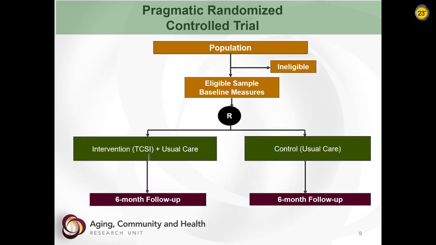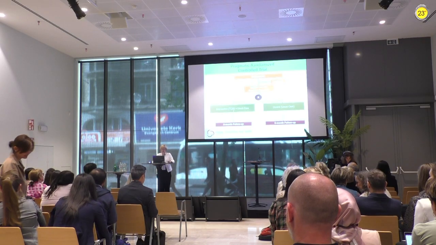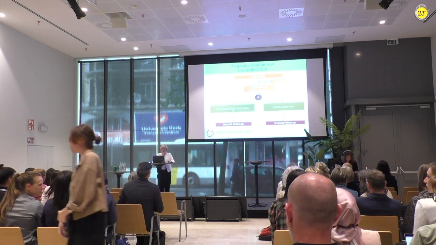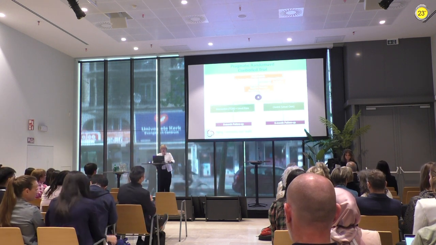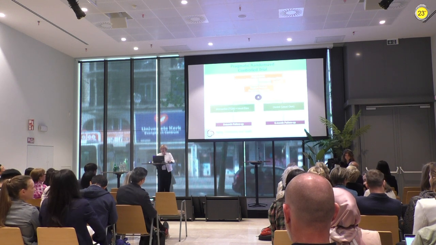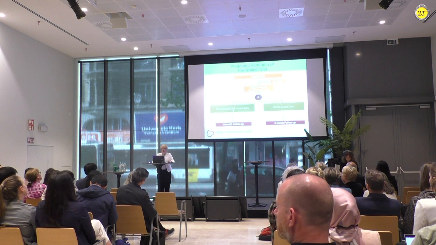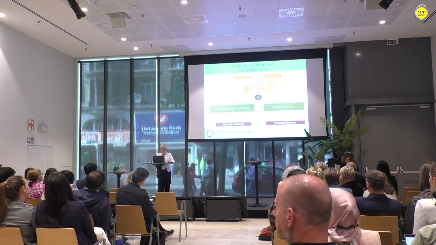So this study was a pragmatic randomized control trial. What that essentially means is that the intervention was delivered and evaluated in the usual care setting with the usual providers. It involved two sites in Ontario. We screened people for their eligibility and then randomly assigned them to either receive the transitional care intervention plus usual stroke care, or usual stroke care alone. Then we evaluated the change in their outcomes with respect to health, costs, and use of services at 6 months.